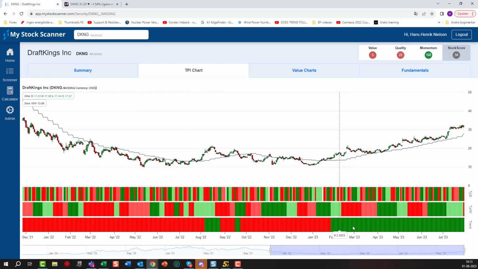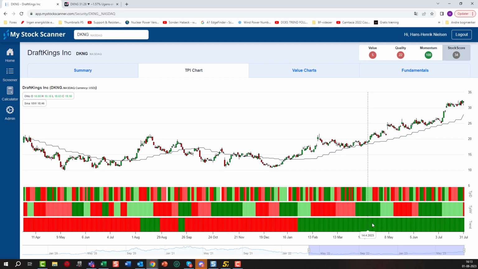As you can see, we're looking for the long-term green trend here. One entry signal could be when all of the three turn green, something like here. Or I could wait for a light red accumulation oversold period here, entering on a green day and then keeping it until it turns red here on the weekly TPI.